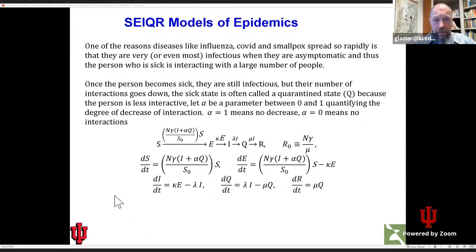And always, the parameters are rates, but it's often a lot easier to think in terms of the duration, so 1 over the rate. And so often, if I say 14 days, you have to remember that the rate constant is 1/14.